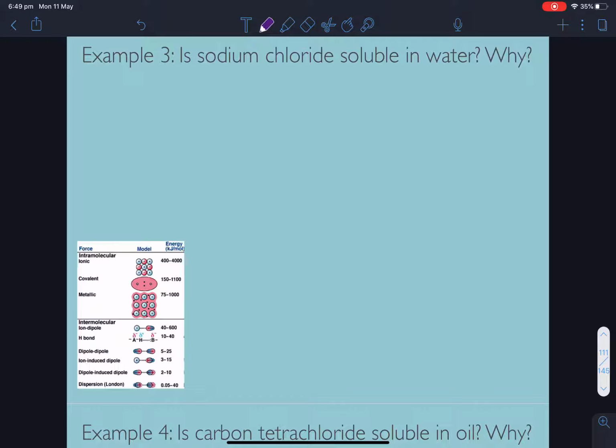Okay, our three possible interactions are going to be water to water. Oh, I was doing formulas, wasn't I? Water to water. And our next interaction is sodium chloride to sodium chloride. And our third option is one of each. Water to sodium chloride.